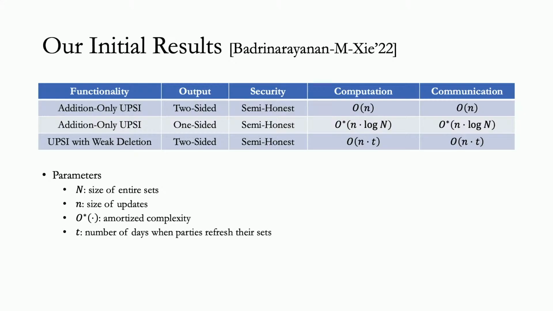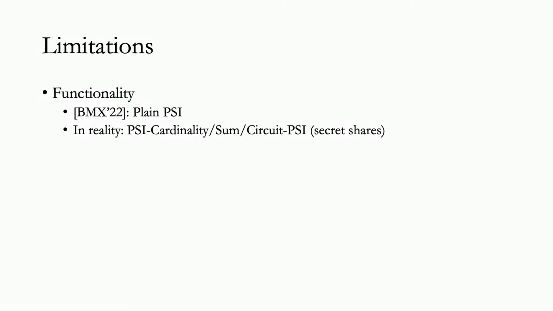And we had another protocol with weak deletion, where we keep a sliding window of the last T updates. All right. But there are a few limitations in our initial work. First, it only achieves the plain PSI functionality, where parties will learn the intersection in the clear, like all the elements in the intersection. But in reality, people might want to achieve more advanced, more fine-grained functionalities.